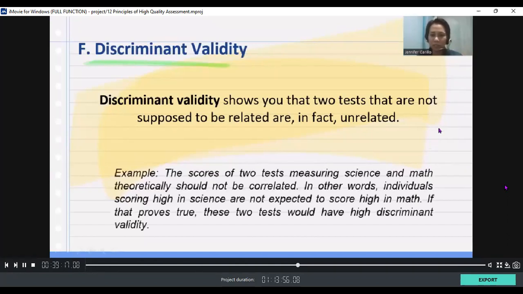So the scores of two tests measuring science and math theoretically should not be correlated. For example, it would have high discriminant validity if they do not have the same result. In other words, individuals scoring high in science are not expected to score high in math. For example only. If that proves true, these two tests would have high discriminant validity.